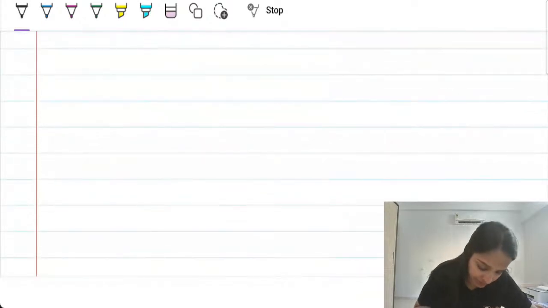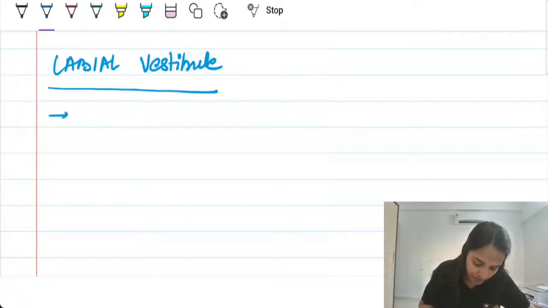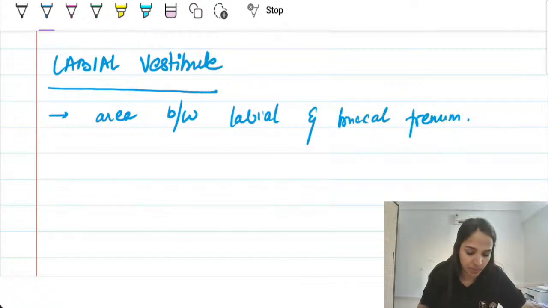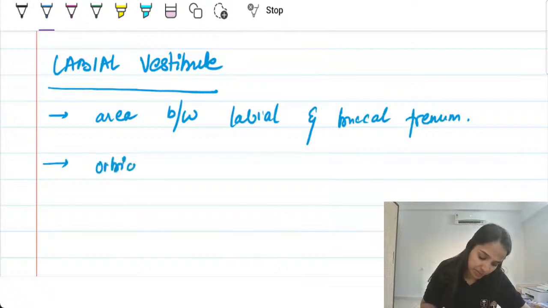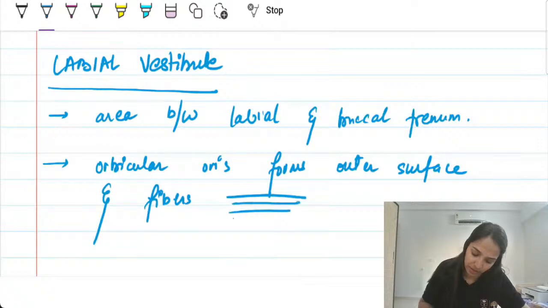Now, let us understand vestibules. We have seen frenums. We will see now the labial vestibule. The labial vestibule is the sulcular area that is between your labial and buccal frenum. Now, with a vestibule, there is always a horizontal as well as a vertical component, and the depth and the width of it is always determined by the muscle movement that is surrounding it. So, orbicularis oris forms the outer surface of your labial vestibule, and fibers of it run horizontally.